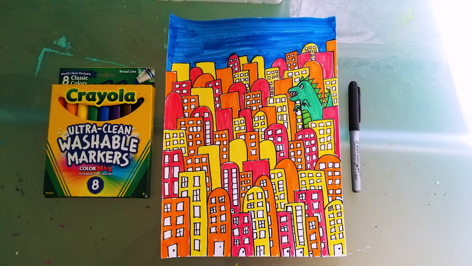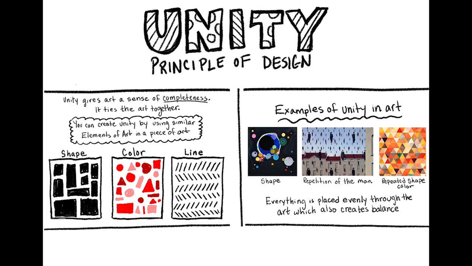This week, our project is going to be us practicing the principle of design unity by designing our own cities. Hopefully, you have gone over the PDF that I provided in Edsby already, talking about what unity is and providing examples. Really quick, just in case you haven't looked at the PDF, unity gives art a sense of completeness or wholeness. It ties the art together. For our project, we are going to be practicing unity through repetition. We will be repeating our elements of art, shape and color as we design our city.